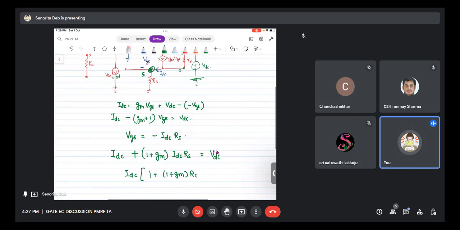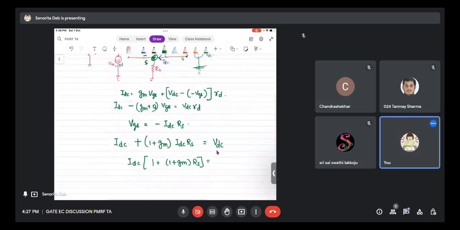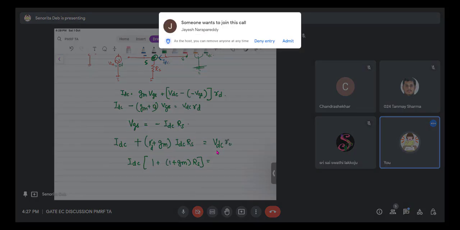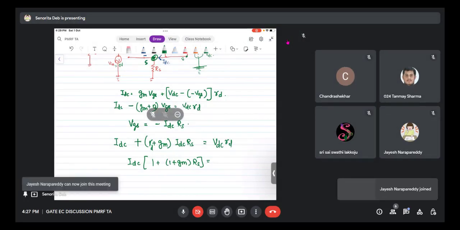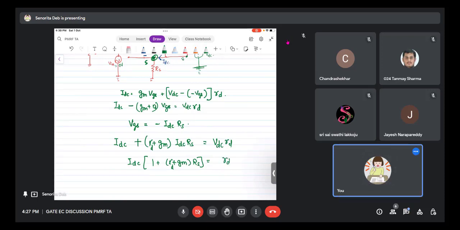I think I have missed something. What is it? Oh, there will be RD here. No one is saying anything also. There will be RD here. So this will be GM RD, and this will be RD.